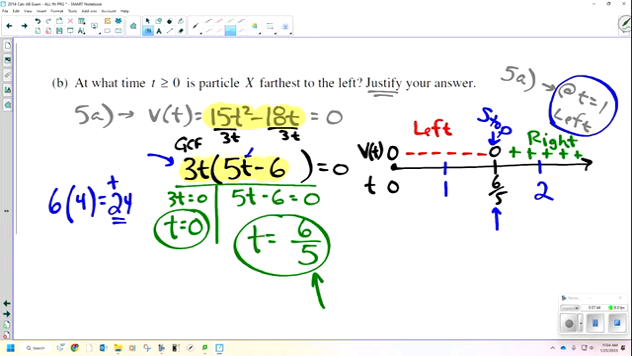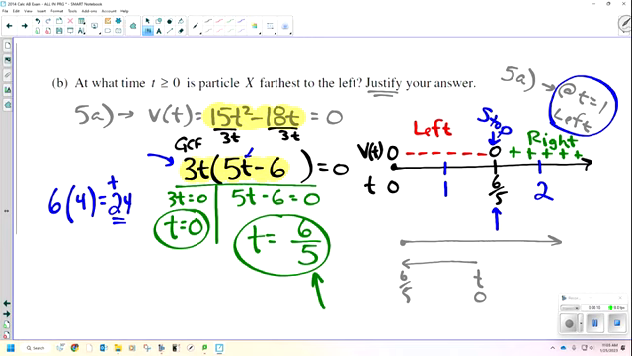So let's map this out, okay? And here's at time 0. I'm going to start at time 0. At time 0, it's going to start moving left. I don't know how far left it's going. I just know it's moving left. And then at time 6/5, it stops, and then it moves right after that. Okay, and it keeps on going forever to the right.